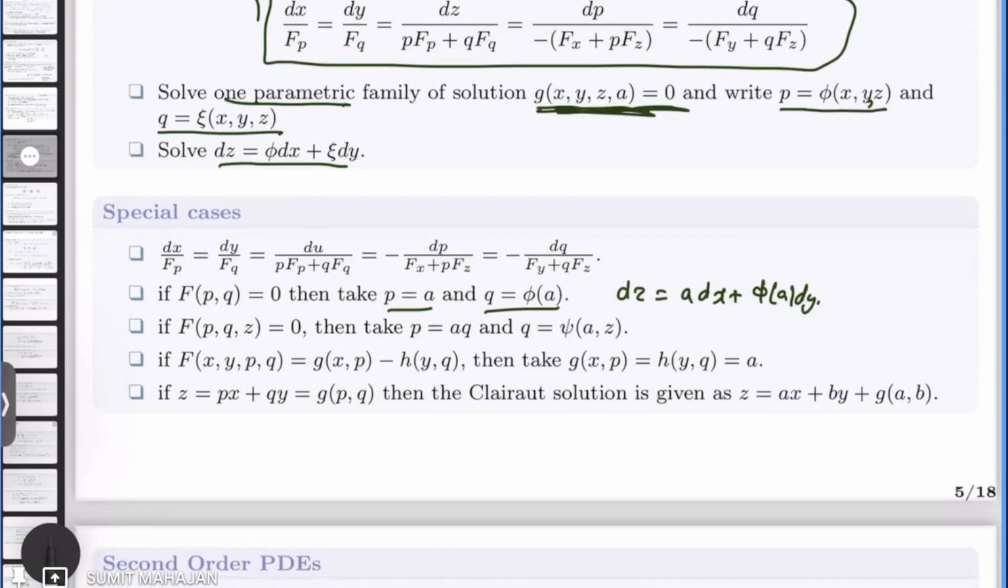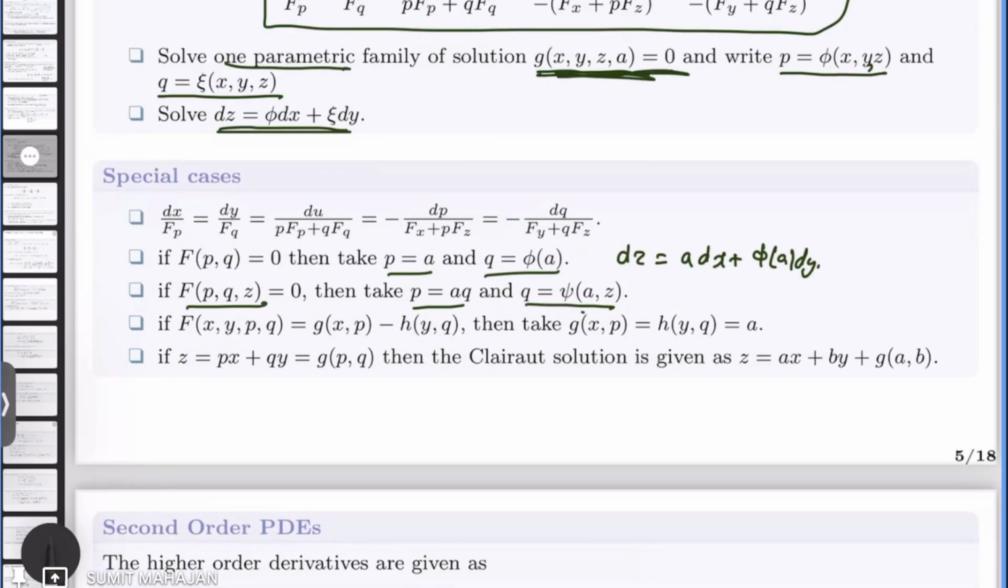Second case is, if we have f of p, q, z is equal to 0, then we can take p is equal to aq, and then q will be equal to some xi of a comma z. That is, we'll substitute in this equation p is equal to aq, and we'll get q in terms of a and z, and we can substitute again here, then we can get the corresponding solution.